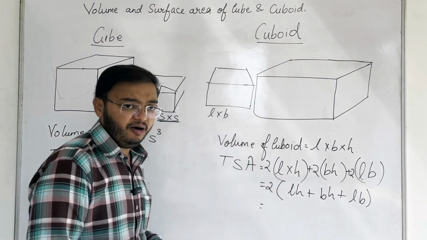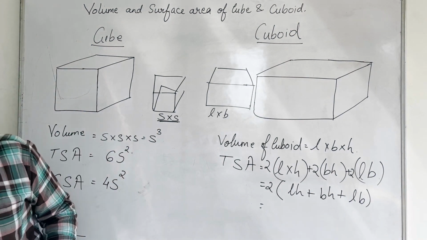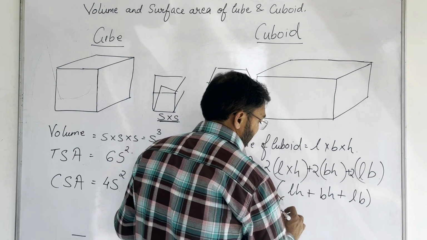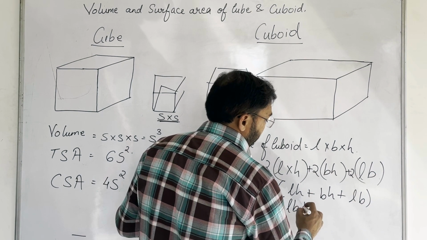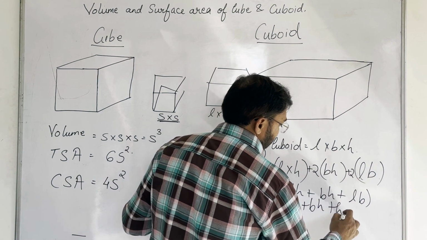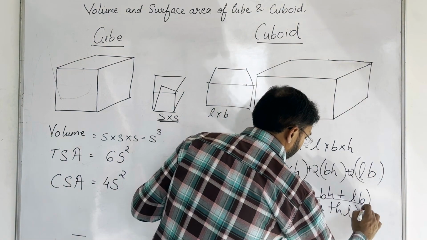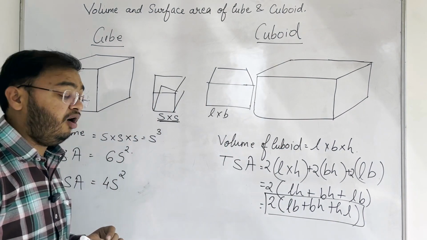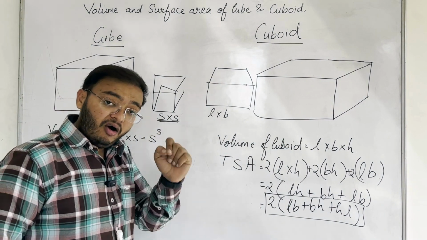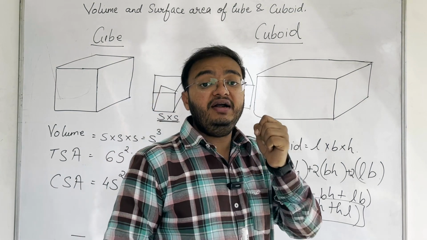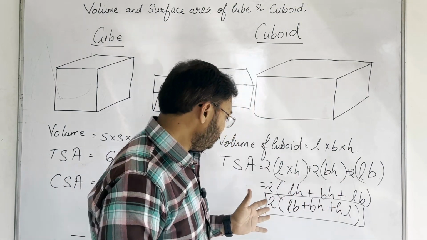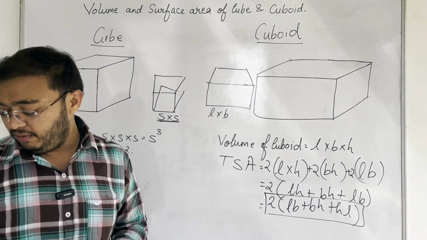If I arrange in the proper manner for your easy learning, then can I write 2 times (LB plus BH plus HL). This is what the total surface area of cuboid is, where all the 6 surfaces are taken. This is TSA of cuboid.